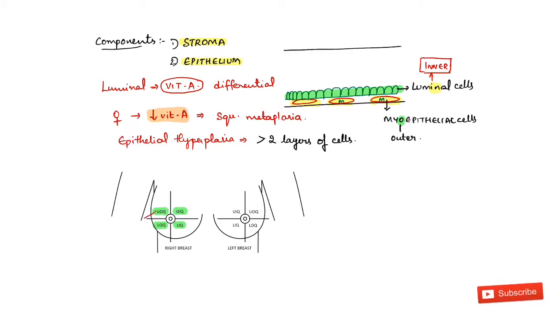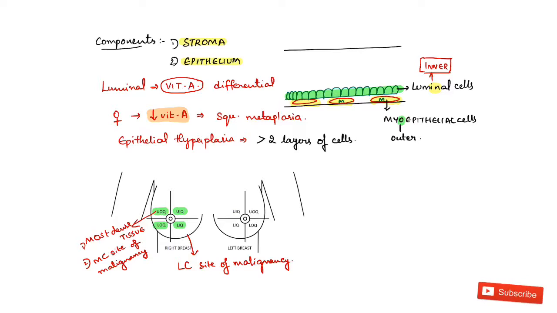The first one is the outer upper quadrant. The most dense tissue is present in this area. Another point we have to remember regarding the outer upper quadrant is that it is the most common site of malignancy. The most common site of malignancy is the outer upper quadrant, and the least common site of malignancy is the lower inner quadrant.